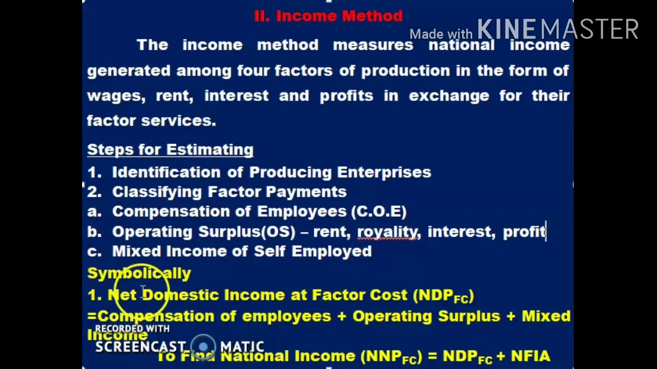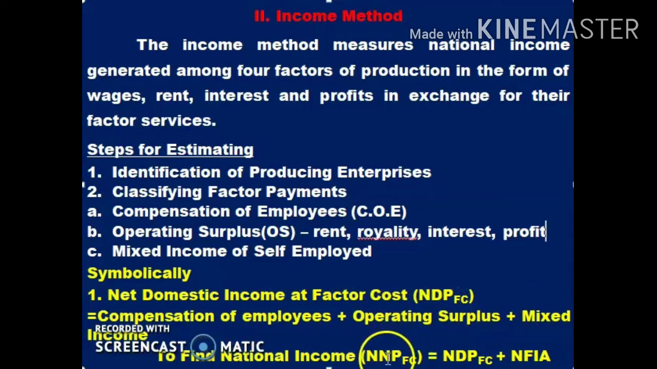Symbolically, as I taught you in the last class, in the income method we have to find NDP FC first. What you are finding is known as NDP FC, that is net domestic product at factor cost, how much each factor is contributing. So compensation of employees plus operating surplus plus mixed income comes under net domestic product at factor cost.